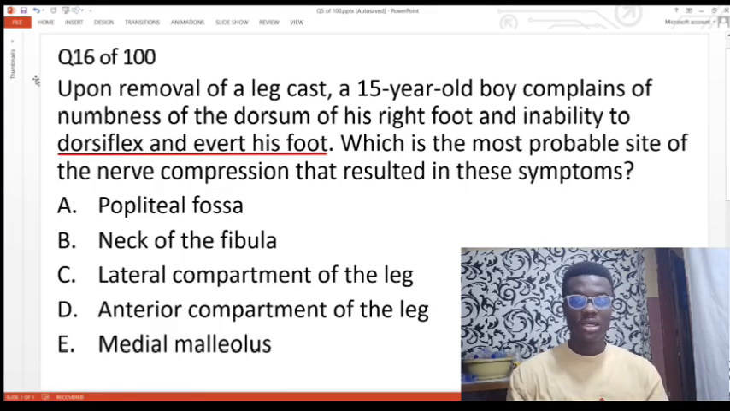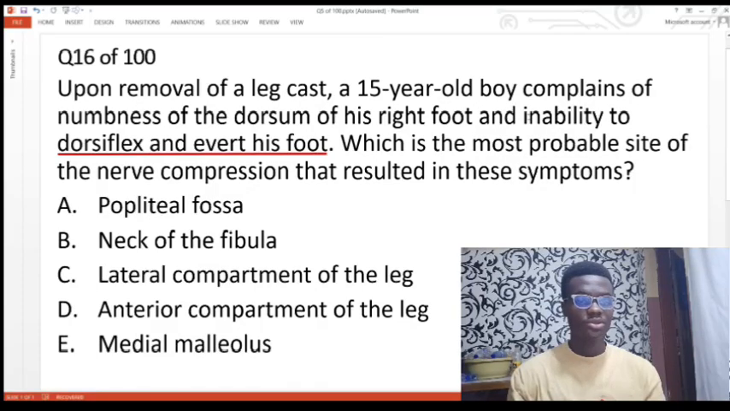The question says, upon removal of a leg cast, a 15-year-old boy complains of numbness of the dorsum of his right foot and inability to dorsiflex and invert his foot. Which is the most probable site of the nerve compression that resulted in these symptoms? Option A, popliteal fossa; B, neck of the fibula; C, lateral compartment of the leg; D, anterior compartment of the leg; and E, the medial malleolus. So let's go back into the question and check what the question says.